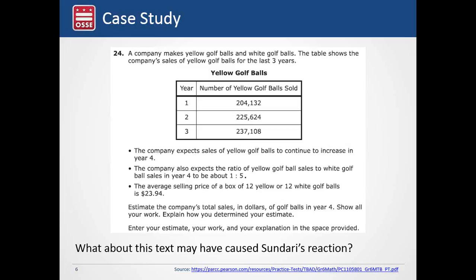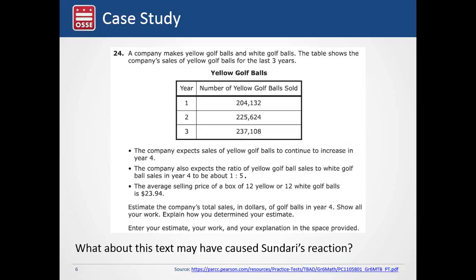When you look at the bullets, you start to see math words like increase in the first bullet, ratio of yellow balls to white balls, and in the third bullet, average. So these are some math words that you really need to be engaged in math and comfortable with math to understand. Increase and average may not have the same meaning in other content areas and in other contexts as they do in math. So that might be confusing.